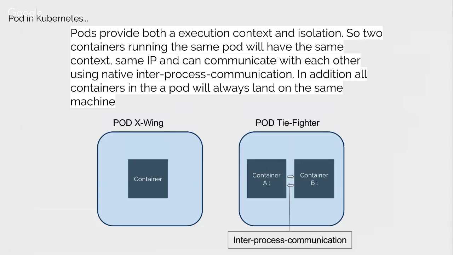A pod provides execution context and isolation for the containers. So two containers running in the same pod have the same context, they have the same IP address, and they can communicate with one another using just native inter-process communication. In addition, containers within the same pod are guaranteed to land on the same machine when you deploy them. So that's another thing that pods provide you.